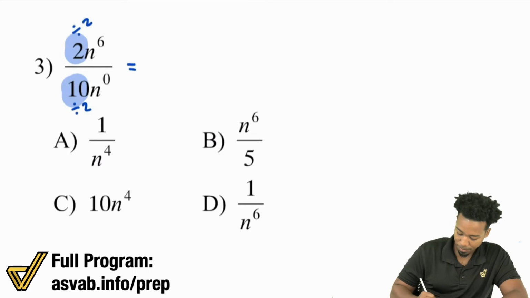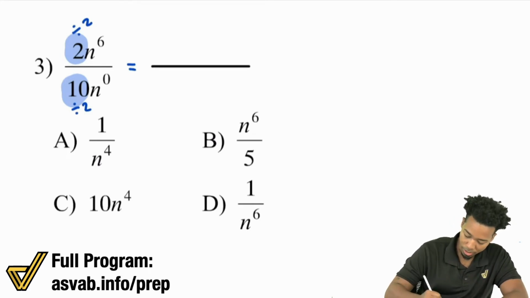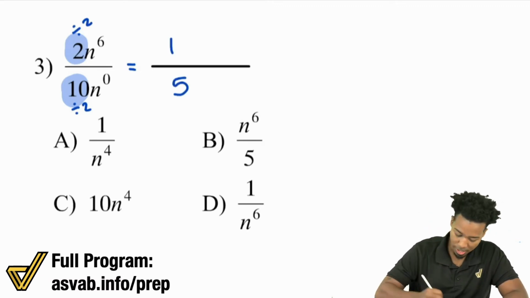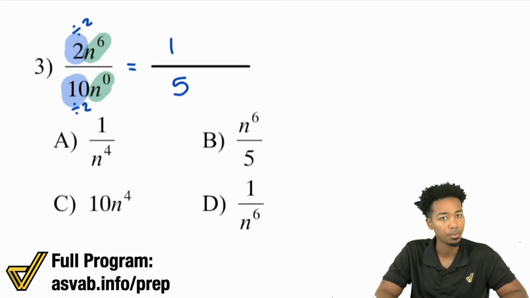And so with that, let's write this out. What we'll have so far is 1 over 5. And then with the variables, let's go ahead and take care of business there. We have n to the power of 6 and n to the power of 0. Now, if you were paying attention in the previous video, I did mention this and I'll mention it again.